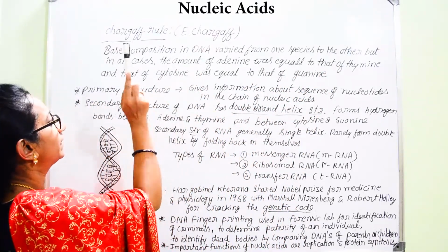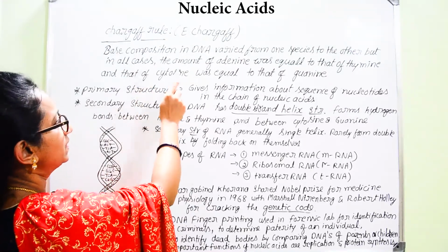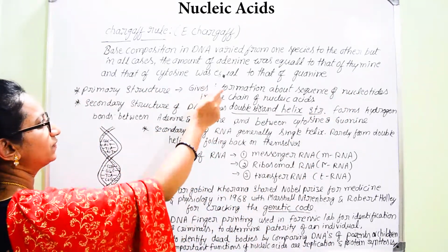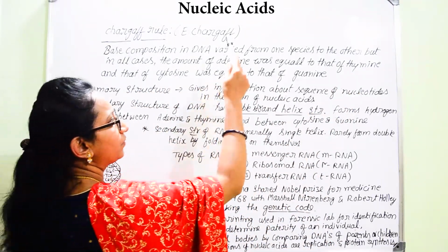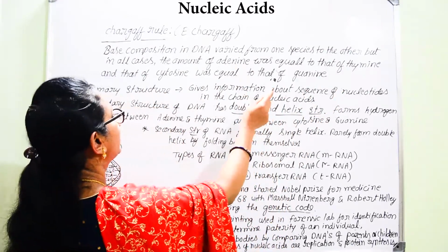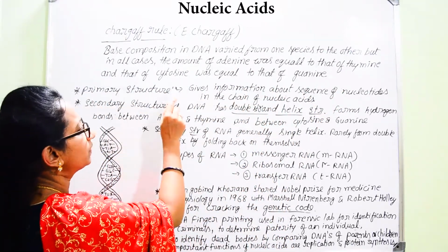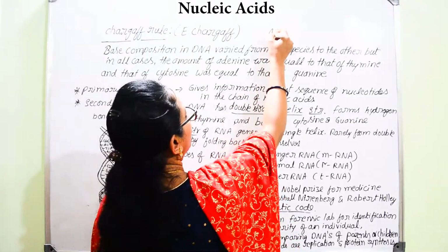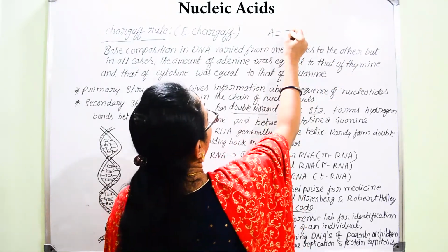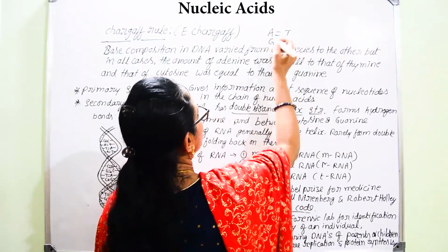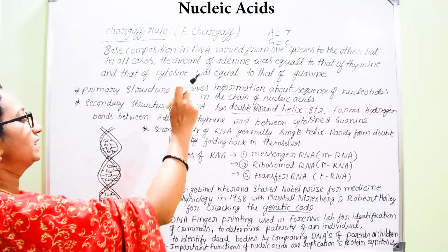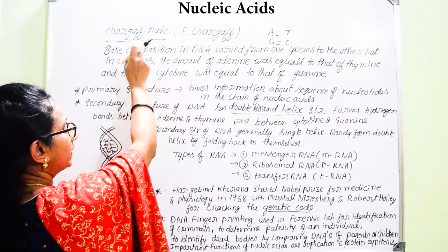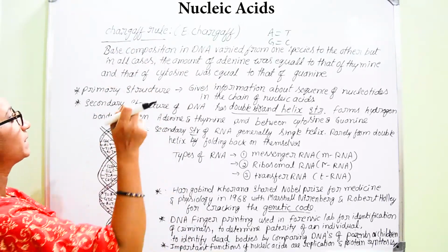But what he found is that in all those cases, the amount of adenine was equal to that of thymine. So if there are 20 adenine, then there will be exactly 20 thymine. Similarly, he also found that the number of cytosine was equal to that of guanine. So the number of adenine will be equal to thymine and the number of guanine will be equal to cytosine. This information was given by the scientist Chargaff. Hence, that rule is named Chargaff's Rule.